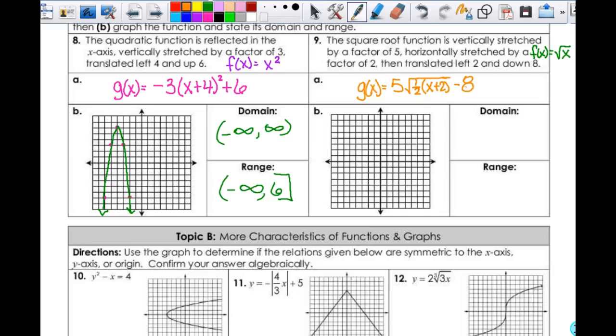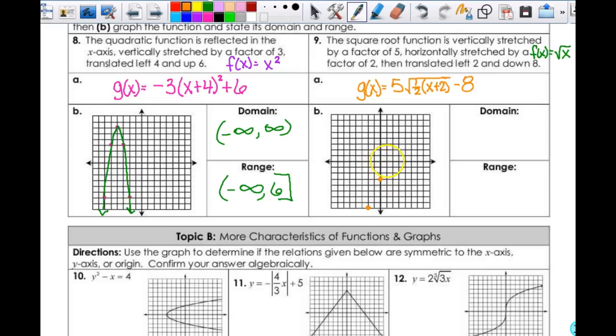Okay, so my anchor points, 0, 0 is an anchor point, have a vertical stretch by a factor of 5, go nowhere, horizontally stretched by a factor of 2, go nowhere. Then I go left 2 and down 8. I'm right here. So then 1, 1 is another anchor point. Vertically stretched by a factor of 5. Then I am horizontally stretched by a factor of 2. Then I go to the left 2 and down 8. 1, 2, 3, 4, 5, 6, 7, 8.